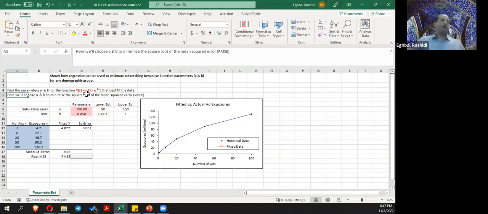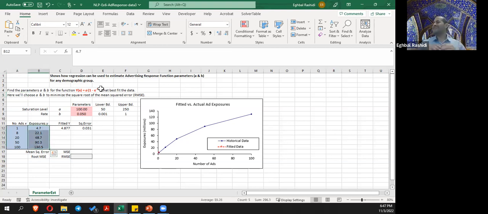All right, okay. Back to the lecture. So this is the function that you see in the red font here. y of x equals a multiplied by 1 minus e to the power of negative b multiplied by x. We have x values here. We also have y values. So using this function, we want to find the estimation.